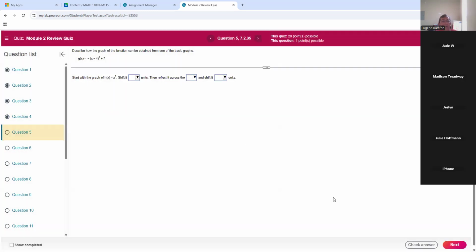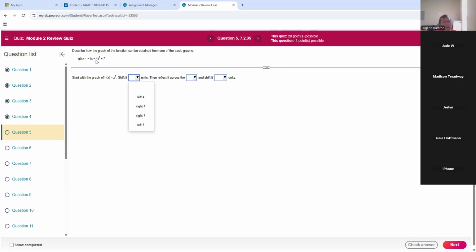Now, the next one, I think we just got to tell what it's doing. We don't actually got to graph this one, okay? So I got g of x equals negative (x minus 4) squared plus 7. So first of all, it's saying start with h of x equals x squared. We're going to shift it blank units. So left 4, right 7, or left 7. So we're looking at that x minus 4 inside the parentheses. That's the only place where we're going to get left and right out of, remember. It's got to be in the parentheses.